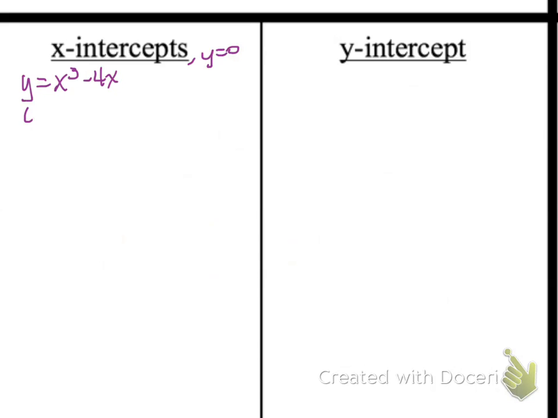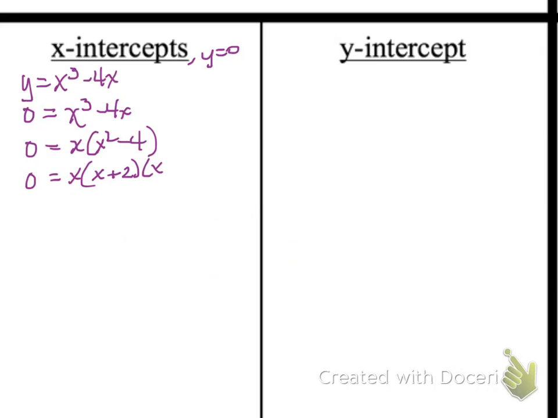So if I put in 0 here for y, then I have 0 equals x cubed minus 4x. Then I need to factor this to be able to solve it. So I can pull an x out of both of those, and then I have x times (x squared minus 4). And then I can still factor that x squared minus 4. That's my difference of squares. So it's (x plus 2)(x minus 2).